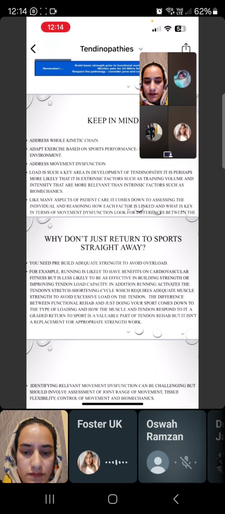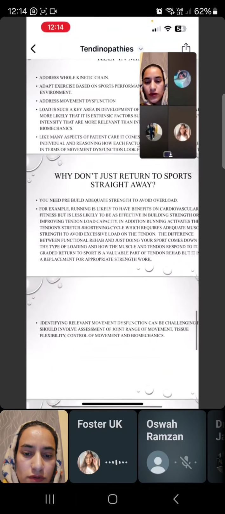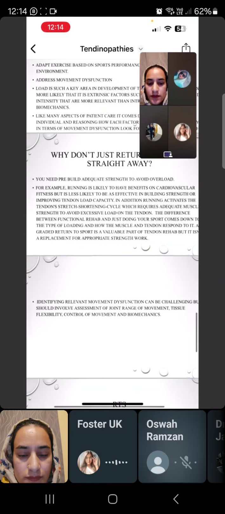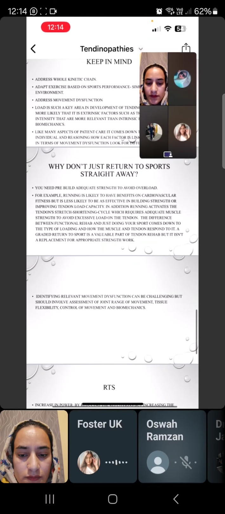A graded return to sport is a valuable part of tendon rehab, but it isn't a replacement for appropriate strength work. So graded return, like we have discussed, is gradual return to sports, with gradual and slow progression on the loads. Identifying relevant movement dysfunction can be challenging, but should involve assessment of joint range of movement, tissue flexibility, control of movement, and biomechanics, as we have already discussed.